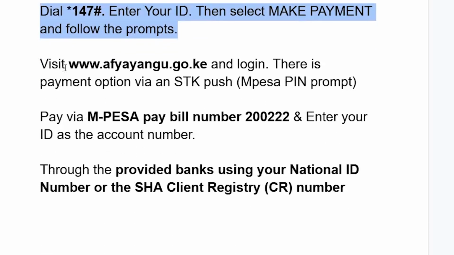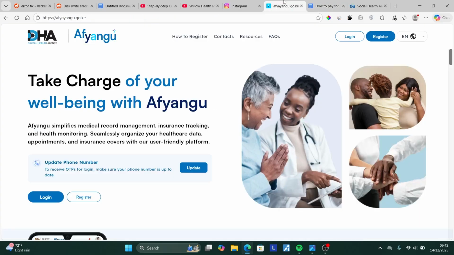The second one is you can visit www.afyayangu.go.ke and log in. There is a payment option via an SDK push, which is M-PESA PIN prompt. So you can go to this website. I'll provide the link on the description of this video, as well as the comment section down below. Also come to this page here, which is afyayangu.go.ke.